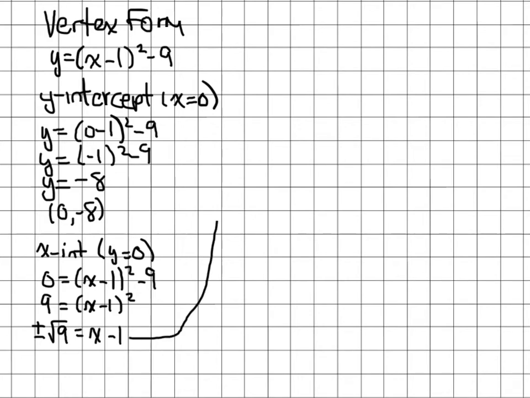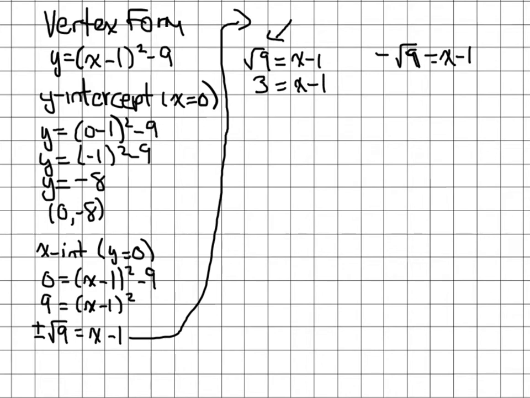So to continue solving this, I have two possibilities. I have the positive square root of 9 equals x minus 1, and I also have the negative root of 9 is x minus 1. So to solve this, I have 3 equals x minus 1. I'm going to add 1 to both sides, and I have x equals 4. And then on this side, I have minus 3 is x minus 1. I'm going to add 1 to both sides, and I have minus 2 equals x.